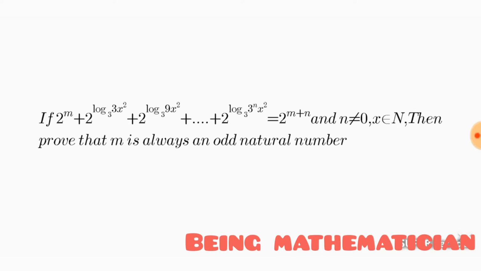Problem 3 of the video is from logarithm. The problem is: if 2^m plus 2^(log 3x² base 3) plus 2^(log 9x² base 3) plus dot dot dot plus 2^(log 3^n x² base 3) is equal to 2^(m+n), and n not equal to 0, where x belongs to natural numbers, capital N, then prove that m is always an odd natural number.